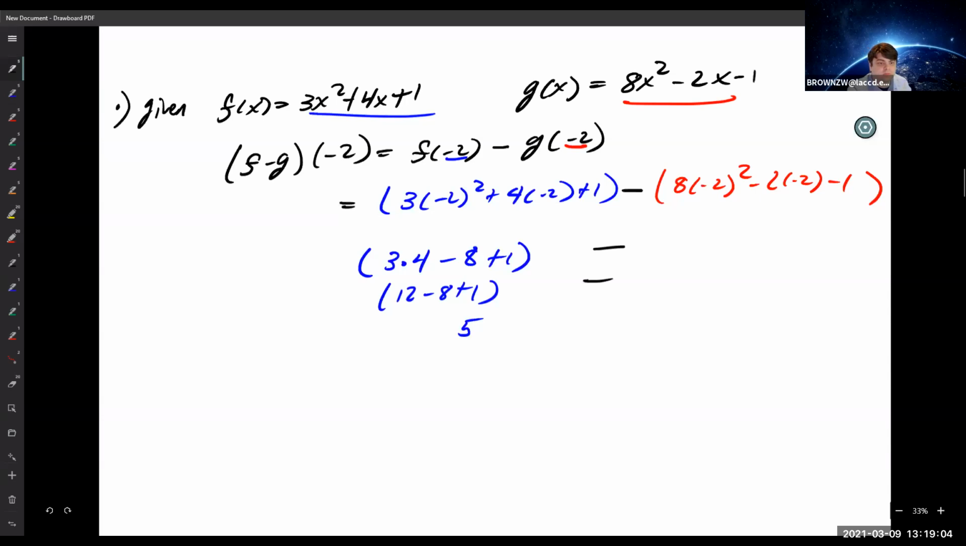Then subtracting down, in red, we're going to have 8 times 4. The minus and minus is going to give me a plus 4. And then we have a minus 1. So 8 times 4 is 32, plus 4 minus 1. So 32 plus 4 is 36, minus 1. So we're going to have 35. So now we have 5 minus 35 gives us negative 30.